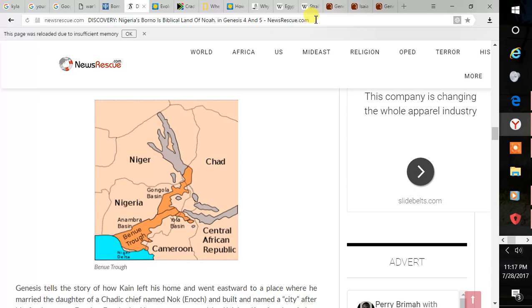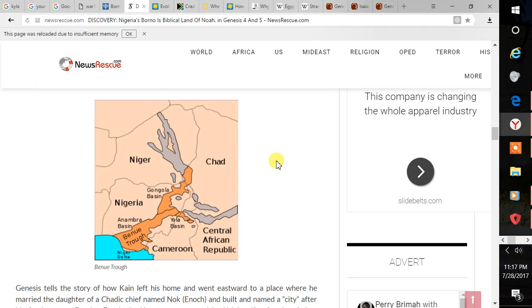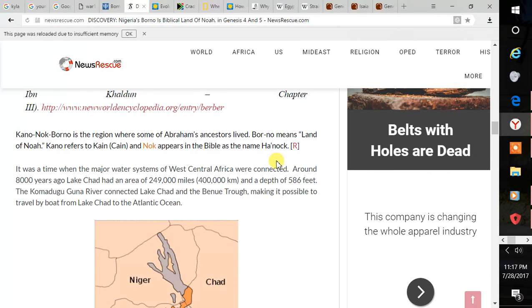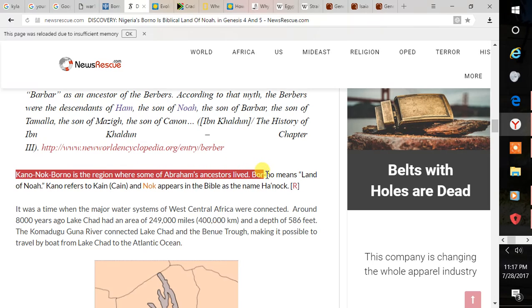Now you can pause this video and copy out this article so you can go read. So I'm going to just read from the website so you can actually see what it says here. It says, like I said, Bono is the region where some of Abraham's ancestors lived. Bono means land of Noah. So you can actually go read this up.